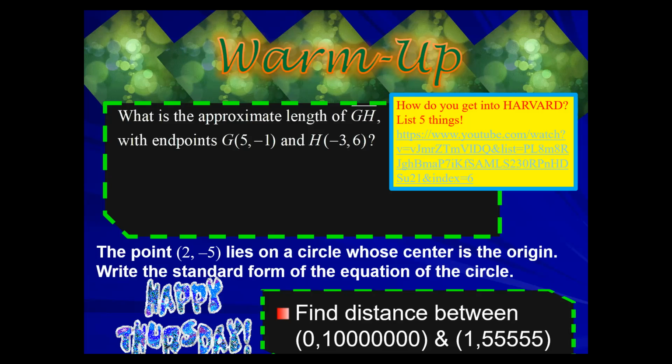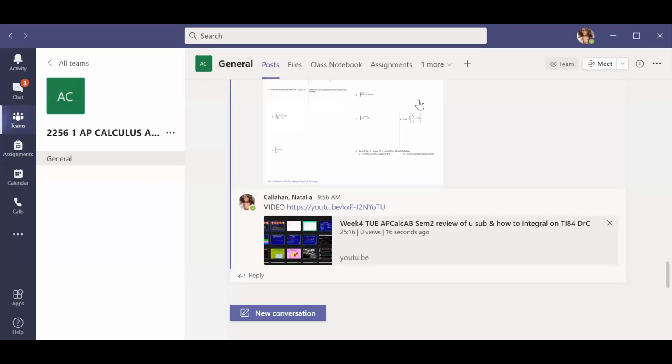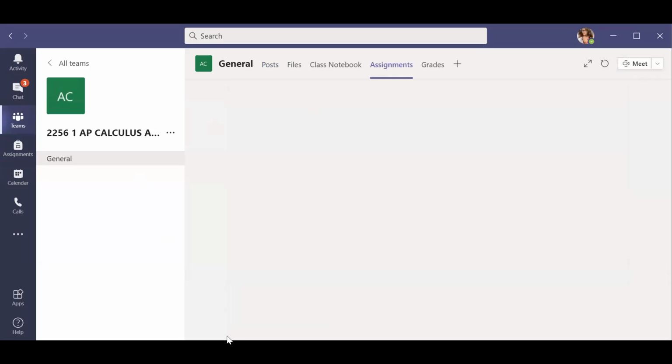Let's go ahead and create the assignment for your class with the Hyper Kids. So we're going to go over to MS Teams, and we're going to go to assignments and then upload.